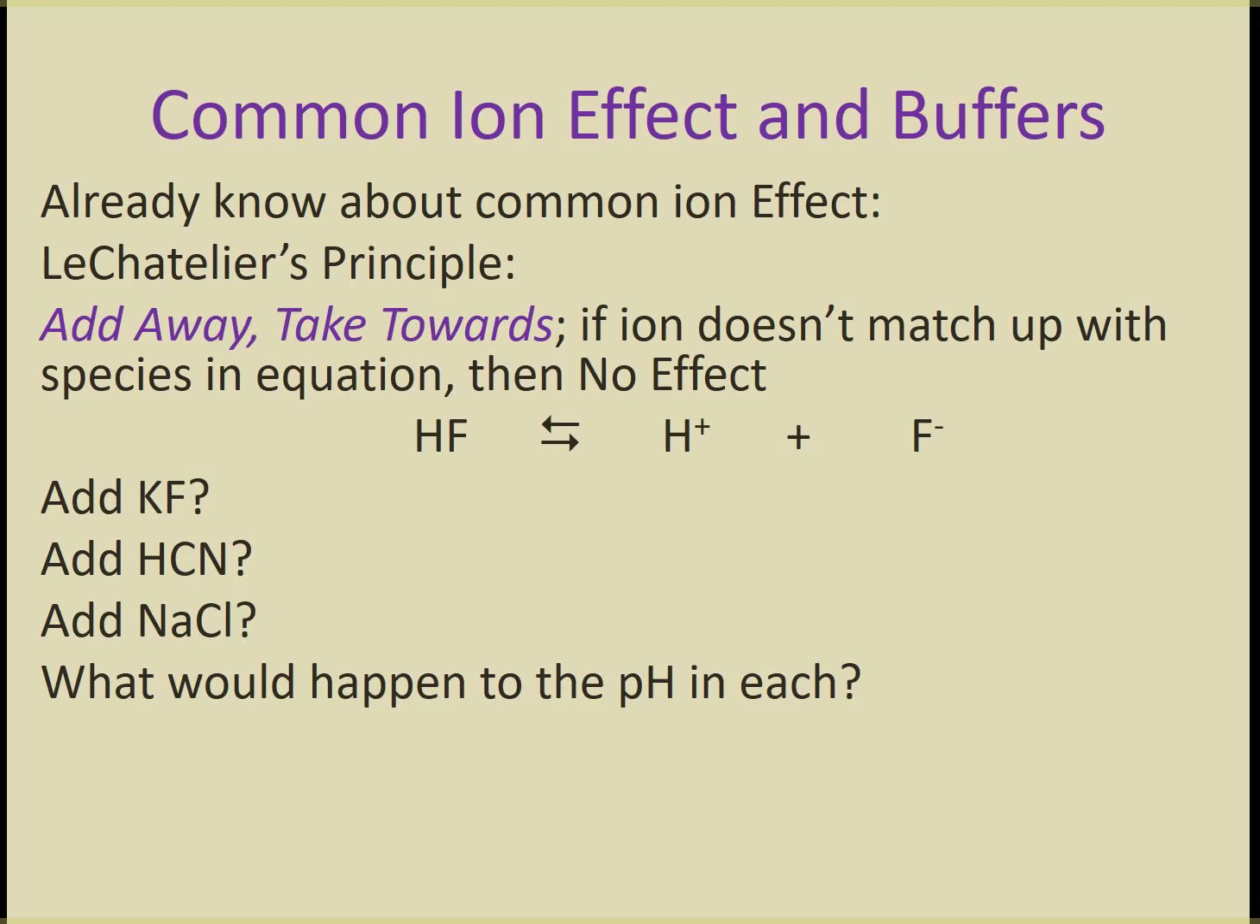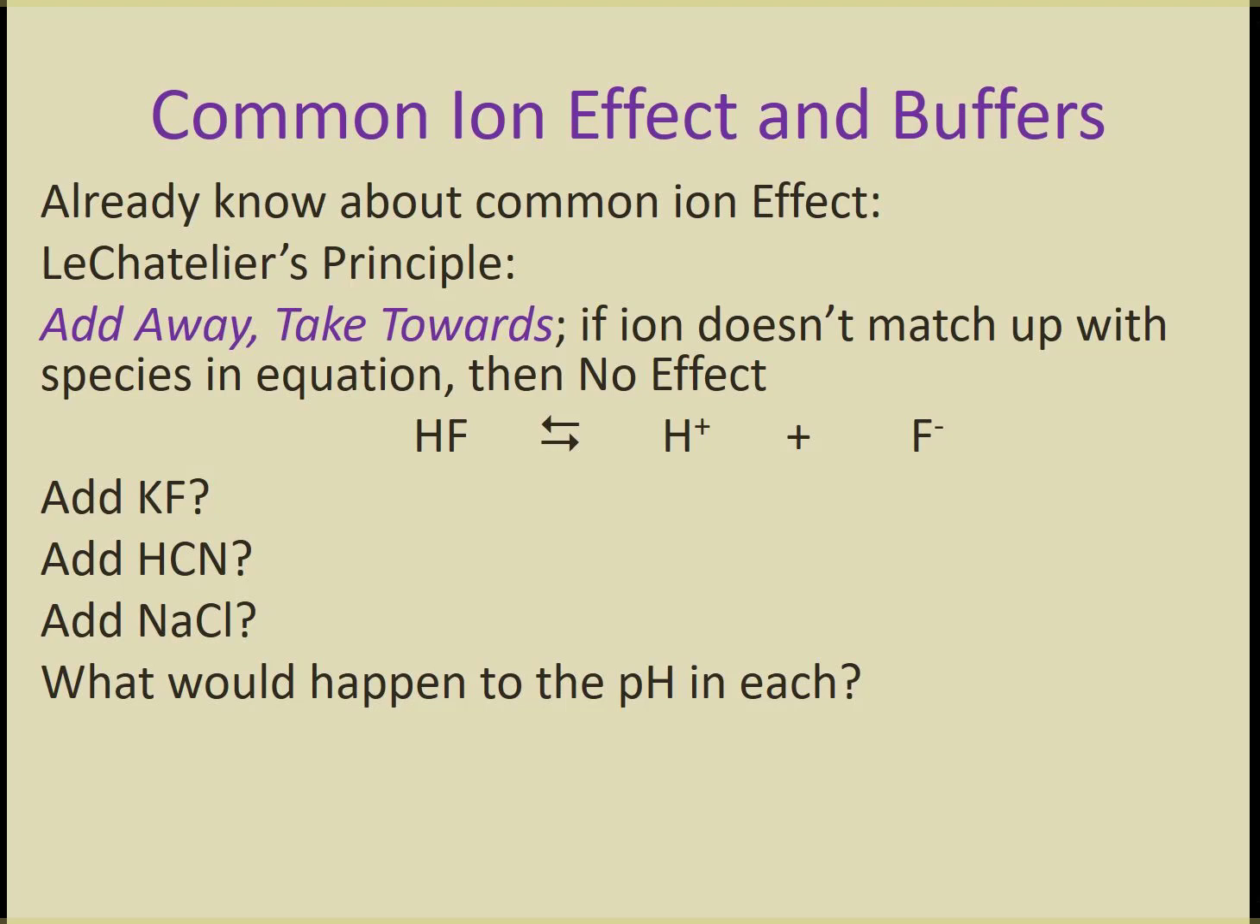So if you add something to the reactant side, that will push the equilibrium towards the product side, so there'll be more products than reactants. And if we add something to the product side, that will push it towards the reactant side. And so there'll be more reactants. We also can remove things, so remove species. So if I remove a product, that will drive the reaction towards more products. And if I remove a reactant, that will drive the reaction towards more reactants. So that's the take towards. So remember, add away, take towards.